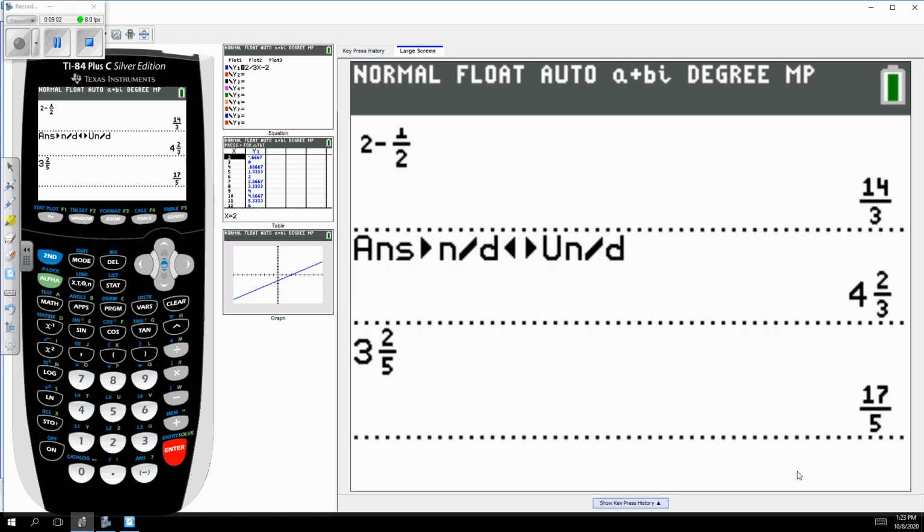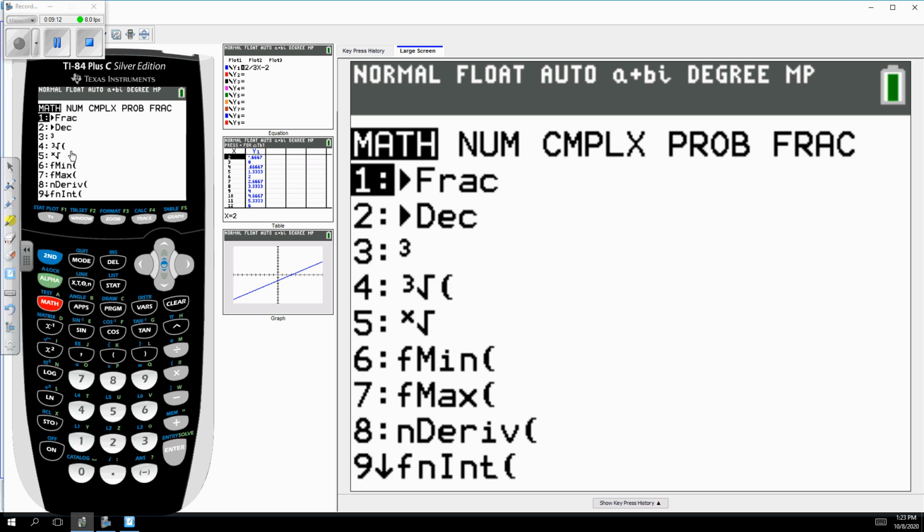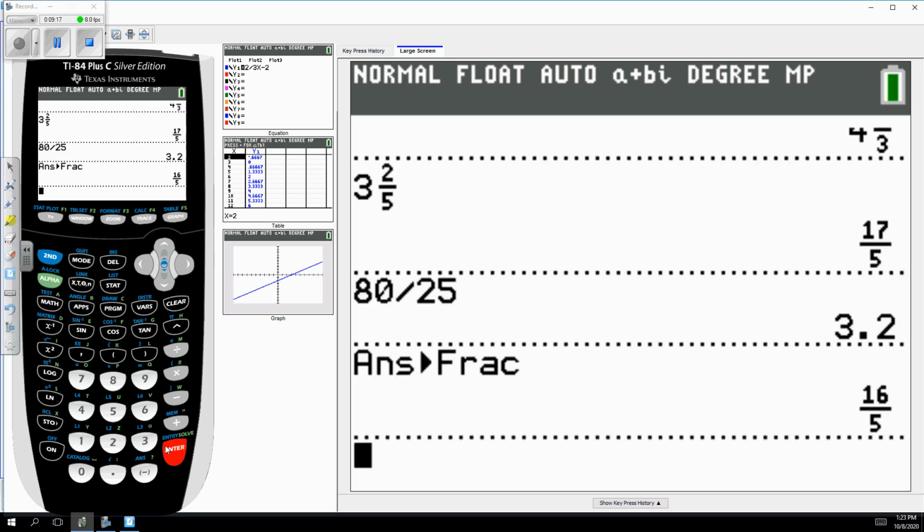My favorite of all is Mathfrac. Say you get an answer 80 divided by 25. You're like, what the heck is that? Mathfrac. It gives you the answer as a fraction, 16 over 5 reduced. Okay, so those are the things built in.